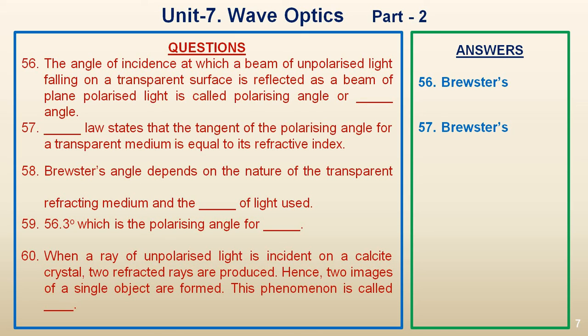Question number 58. Brewster's angle depends on the nature of the transparent refracting medium and the wavelength of the light used. Question number 59. 56.3 degree is the polarizing angle for glass. Question number 60. When a ray of unpolarized light is incident on a calcite crystal, two refracted rays are produced. Hence, two images of a single object are formed. This phenomenon is called double refraction.